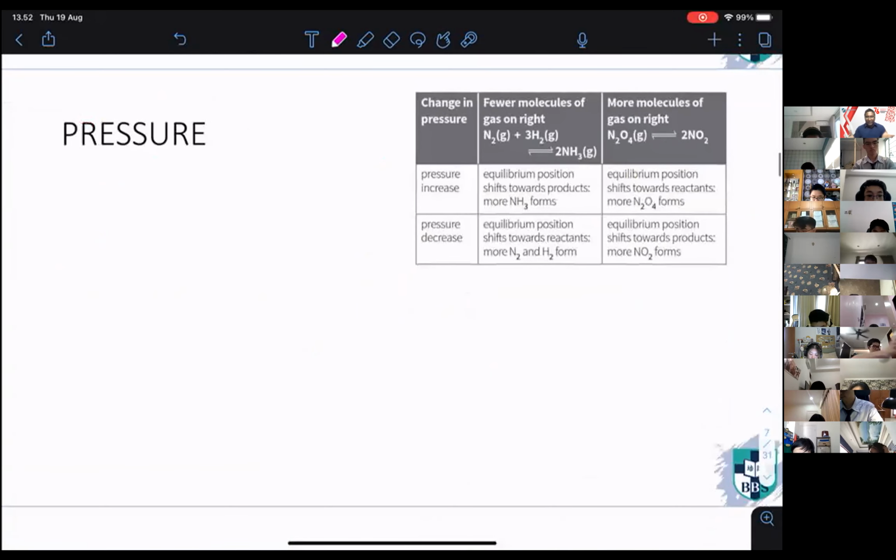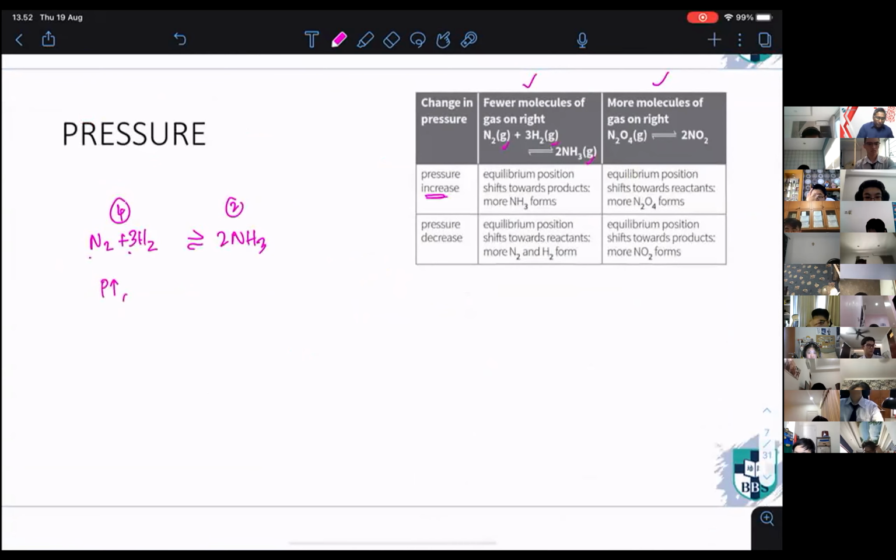If you have this situation, there are two more examples which are the same. I will go through this: nitrogen plus 3 hydrogen gives you 2 ammonia. All of them are gas. Very important, it must be dealing with gas. So you see total 4, 1 and 3, and then 2. If you increase the pressure, according to LCP, you need to decrease the pressure. So the position of the equilibrium will move towards the right to favor less number of molecules.